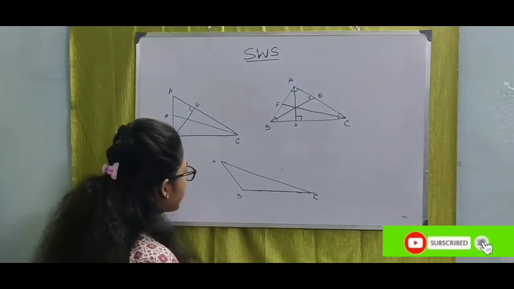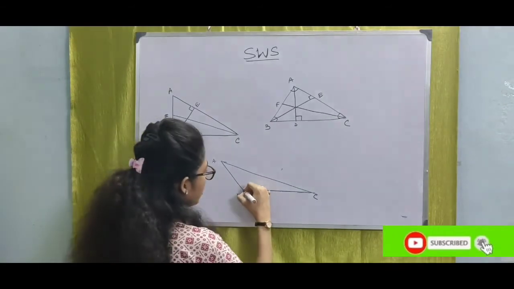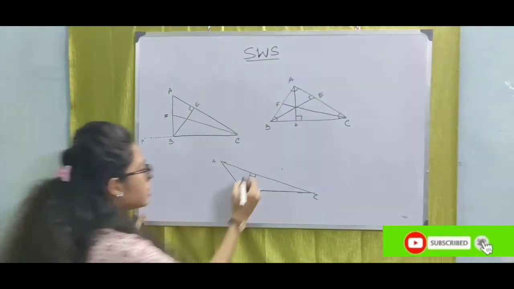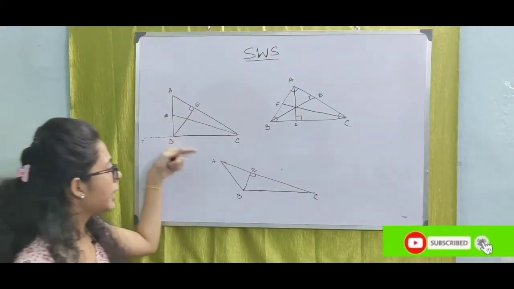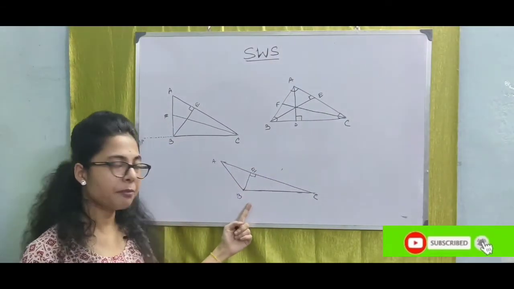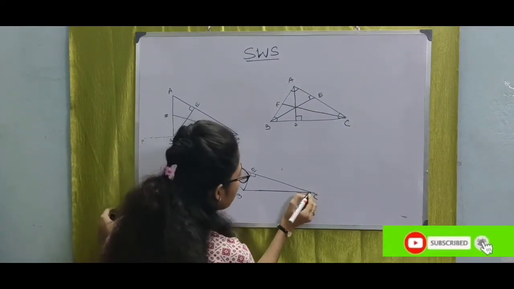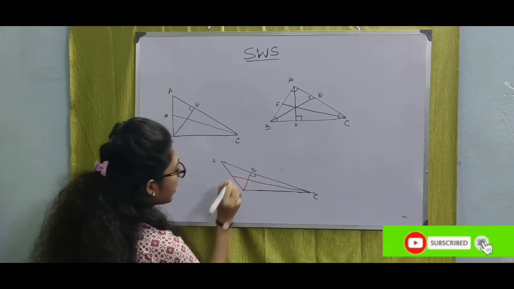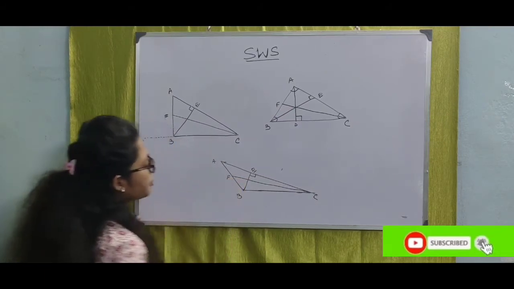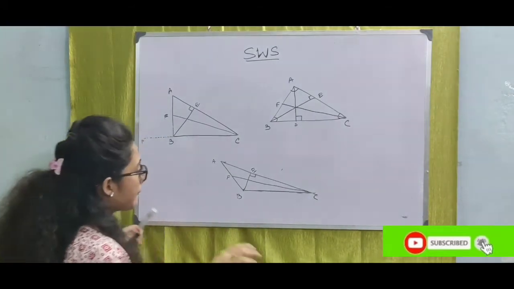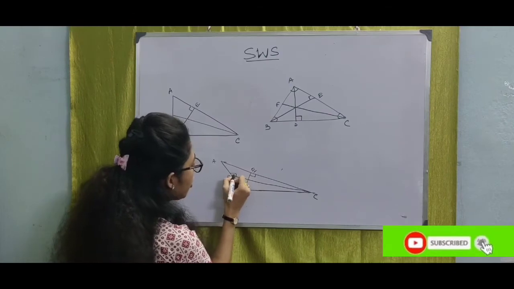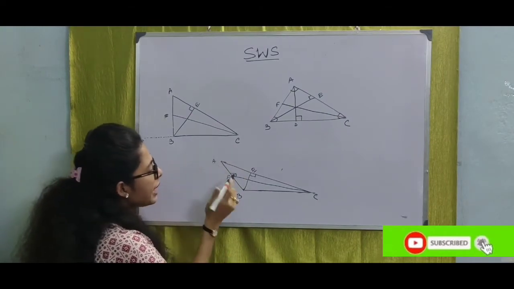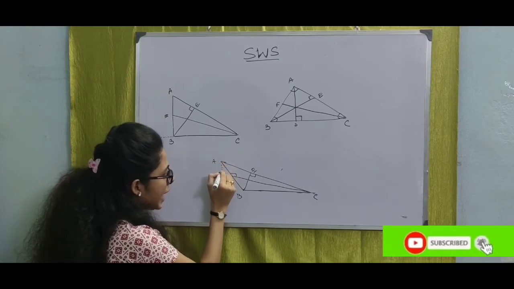Now for the obtuse angle triangle, if we draw a height from point B, BE is the height on the base AC. When we draw the height from point C on the side AB, it produces CF, and it also produces 90 degrees. Now when we draw the height from point A, it looks like this.